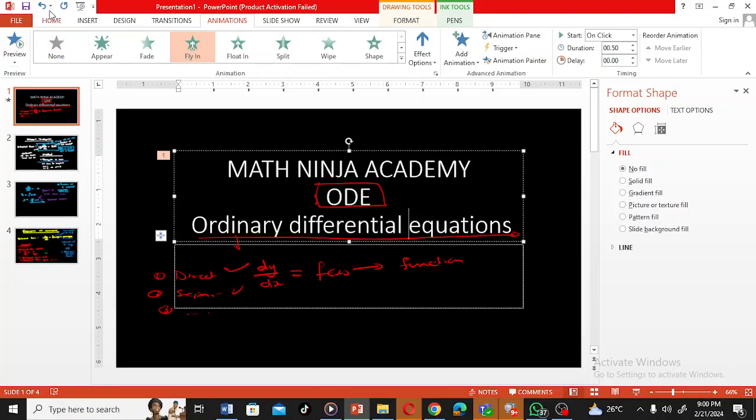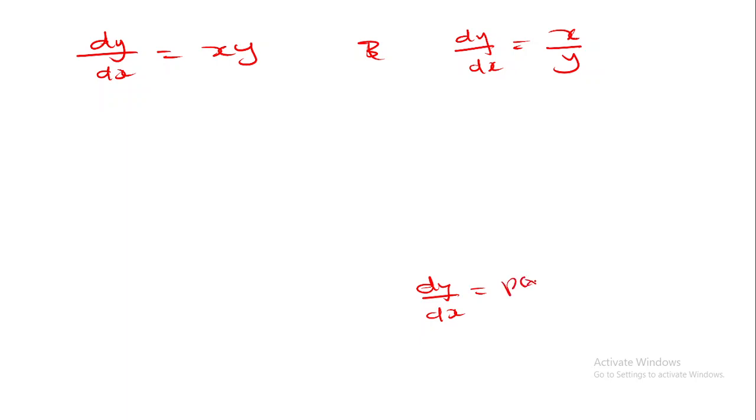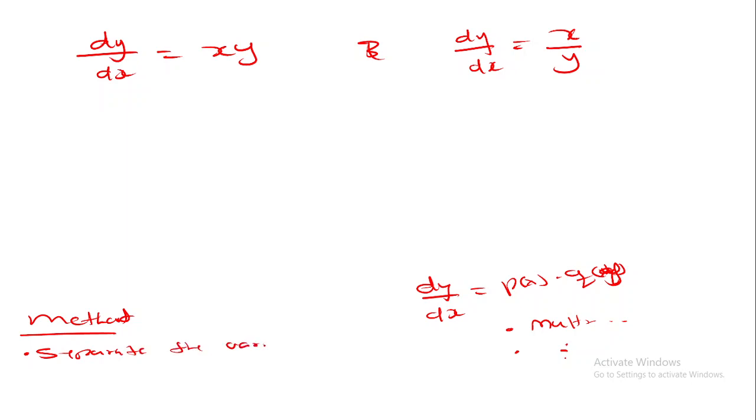Let me quickly add another slide. So we have dy over dx equals xy. Remember, our standard form is given by dy over dx equals p of x multiplied by q of y. And I quickly mentioned that our right hand side can be a multiplication or a division of two functions. And the method, I said, is you separate the variables, and then the next thing, you integrate both sides.